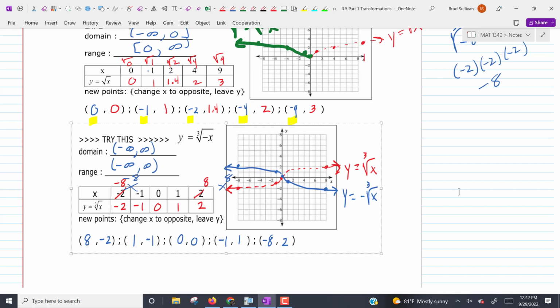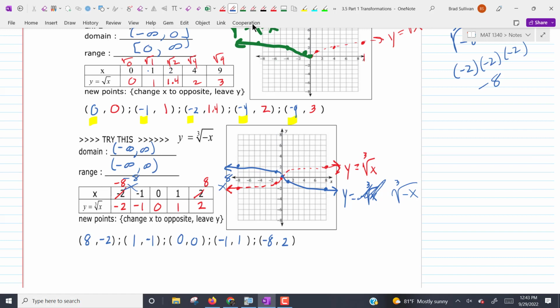For the second line, I may be off on this point right here a little bit. That's the point 1, 1. So your points should be 0, 0, 1, 1, and 8, 2. For the y, the negative has to be inside the... Oh, thank you. Yes, you are right about that. I just didn't write that correctly. So that would be cube root of negative x.